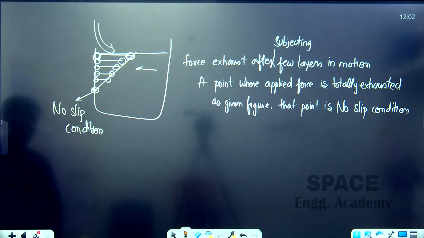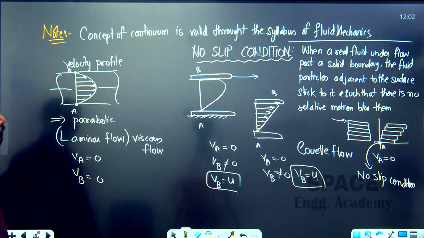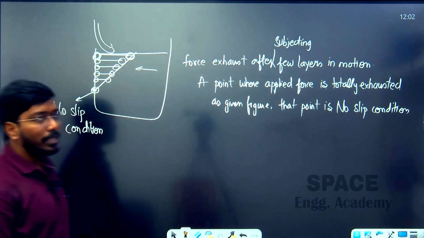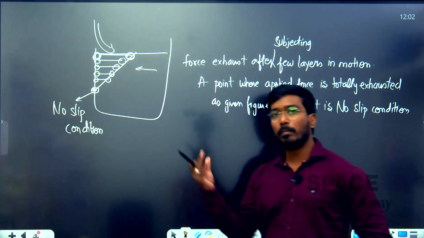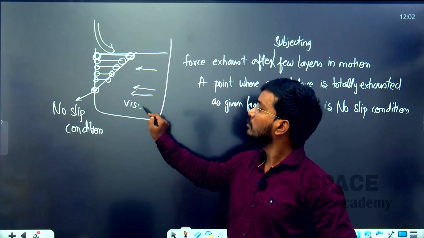I'm going to the previous slide, pause the video and note it down. First of all, regarding the no slip condition, go through this slide now, where we can easily understand the meaning of the no slip condition. Force is getting exhausted when we apply it, due to which layers? Due to the resistance of water, viscous forces.